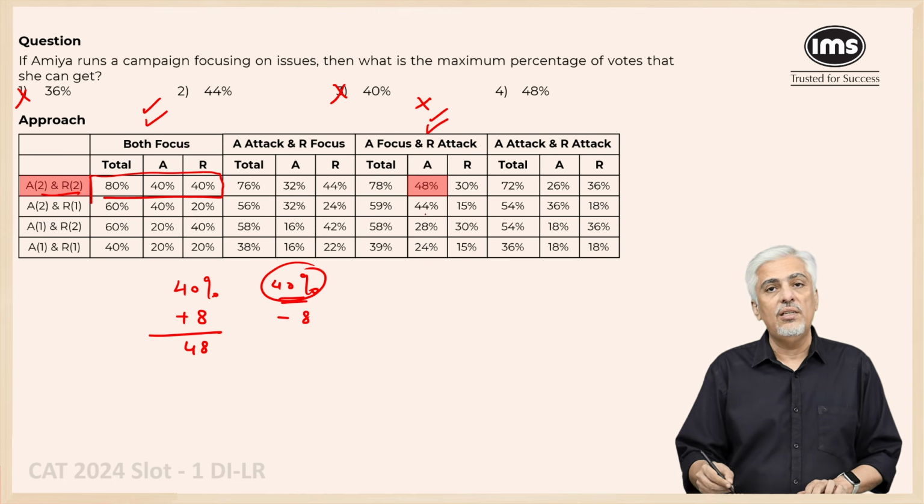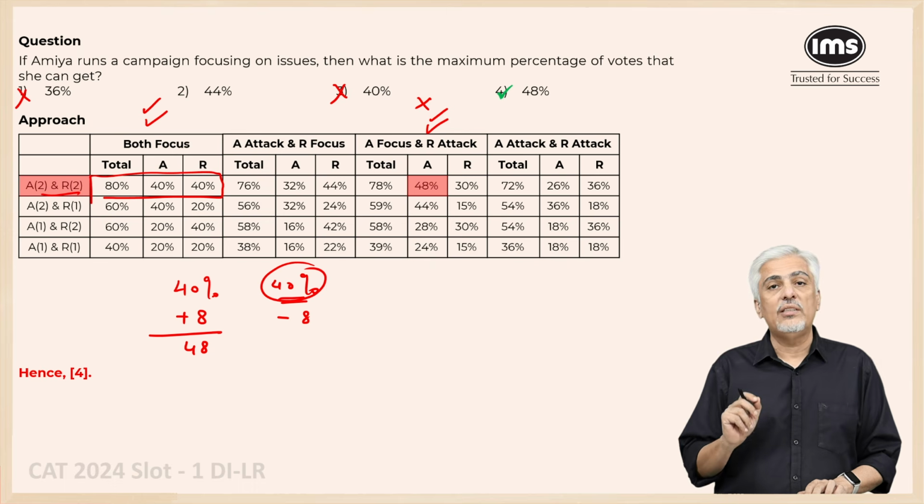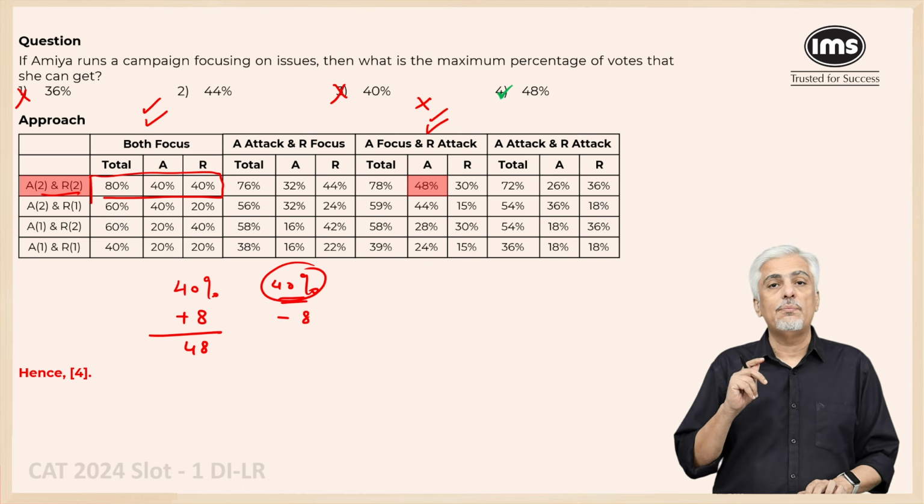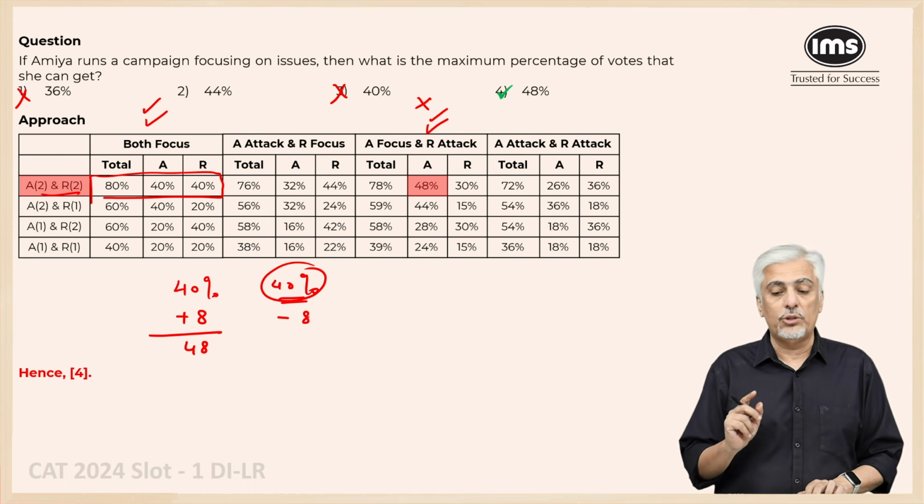Obviously, if you had made the table, you could get it from the table. But without the table also, it was possible to get. And that is what somebody could have done in the test situation, is important to understand.